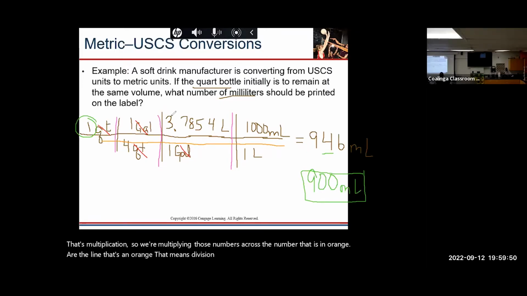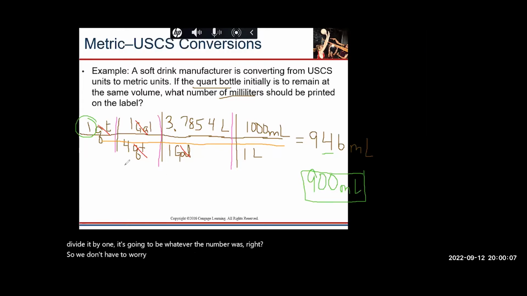So you multiply 1 times 1 times 3.7854 times 1,000. Then you divide that by 4, and you divide it by 1, and you divide it by 1. But we know if you divide it by 1, it's going to be whatever the number was, right? So we don't worry about that. You just have to divide it by that 4. All right, thank you. No problem.